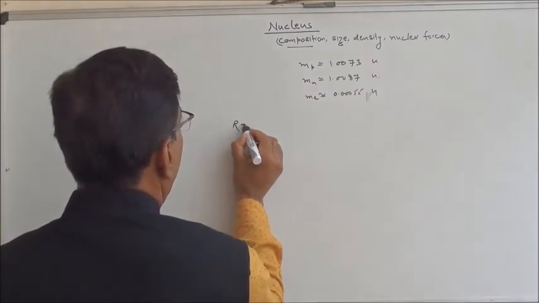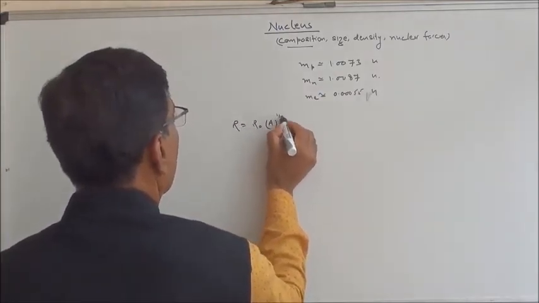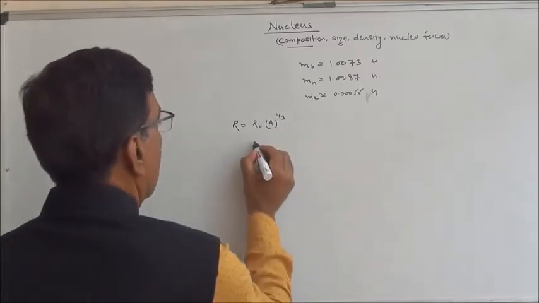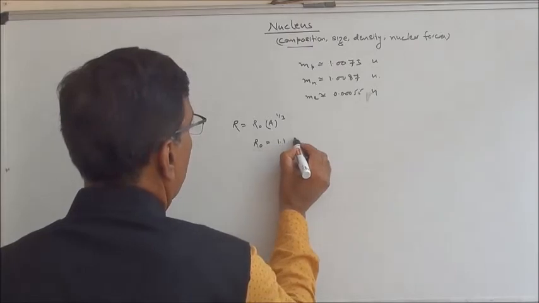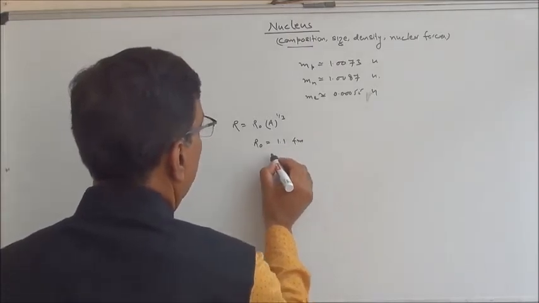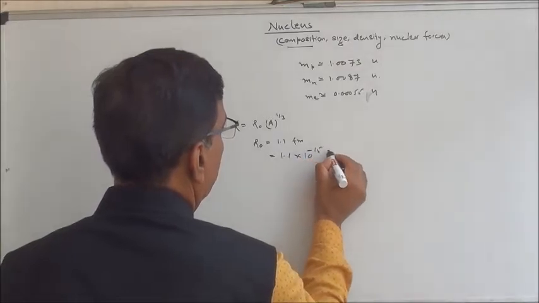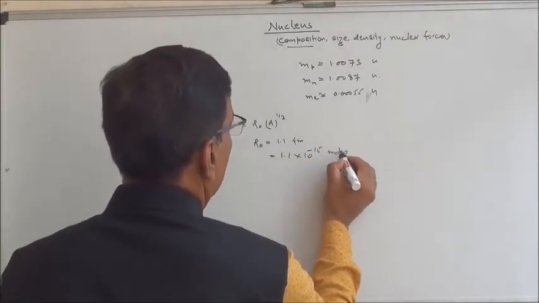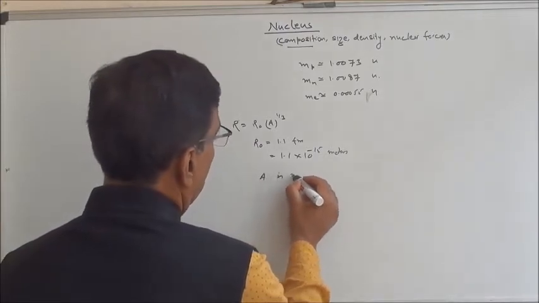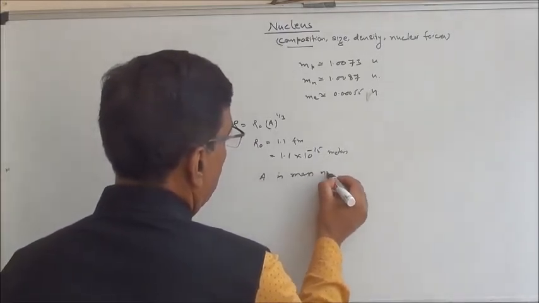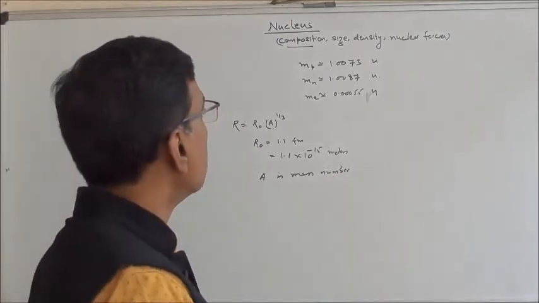Now, size: R is equal to R naught A to the power 1 by 3, where R naught is the radius constant of the nucleus. It is 1.1 femtometer or Fermi, which is 1.1 into 10 raised to the power minus 15 meters. A is the mass number, meaning the number of neutrons plus protons, the number of nucleons in the nucleus.